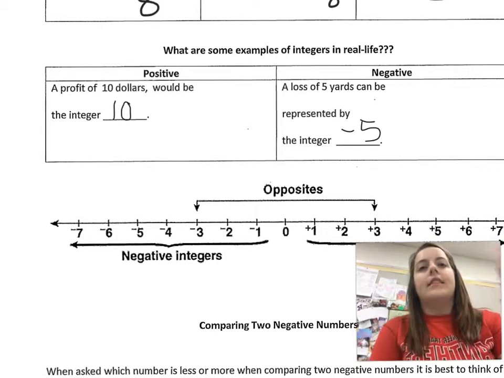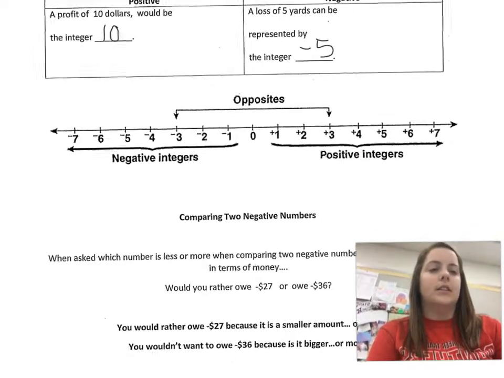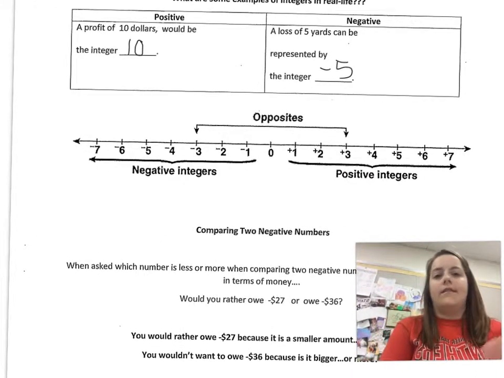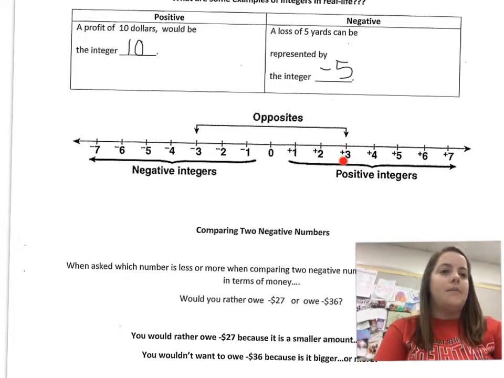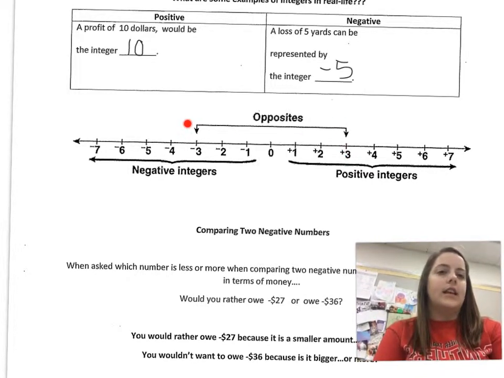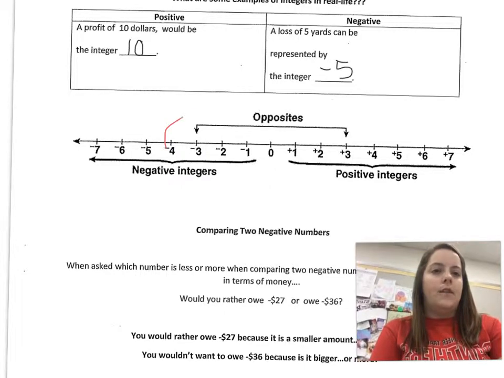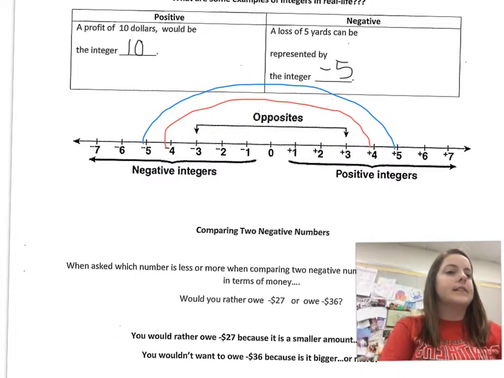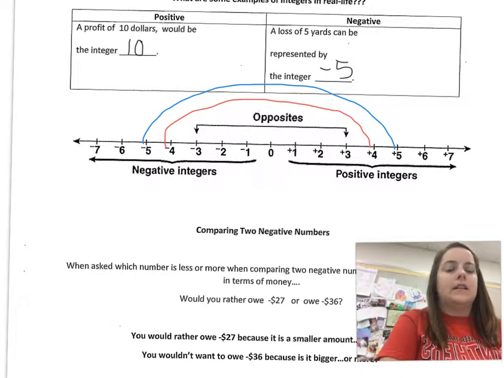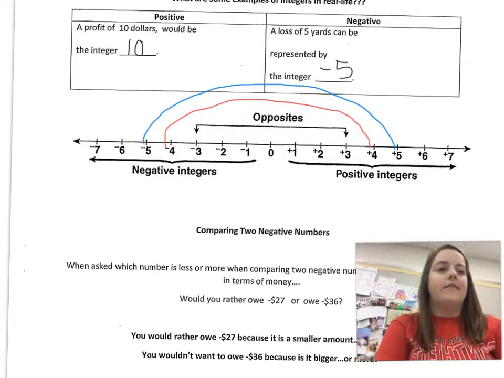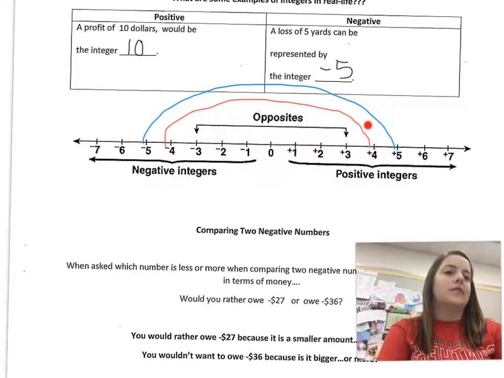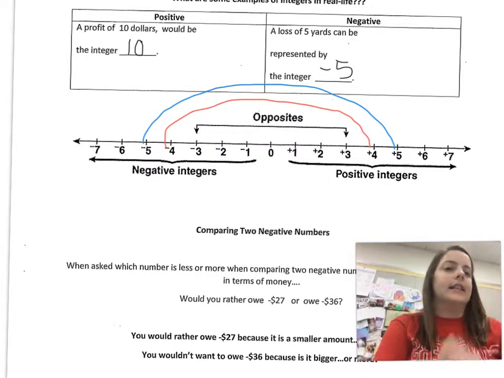So when you're looking at this, it's really important. I like this image because it shows you the opposite. So instead of having +3, the opposite of +3 is -3. You could pretty much draw what we call like a rainbow effect here between each of the opposites. So the opposite of +5 is a -5. The opposite of +4 is a -4.